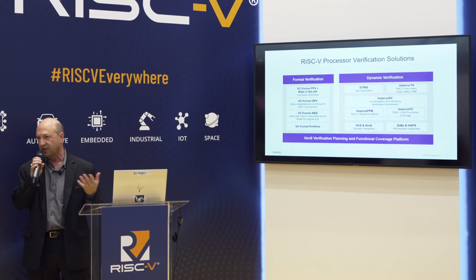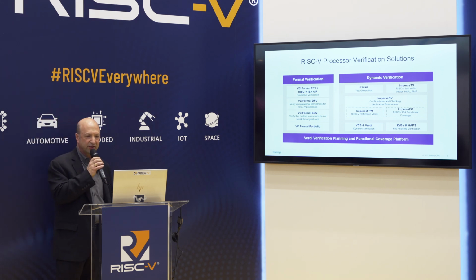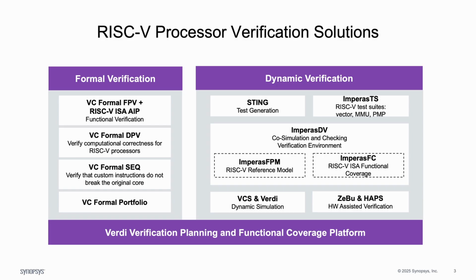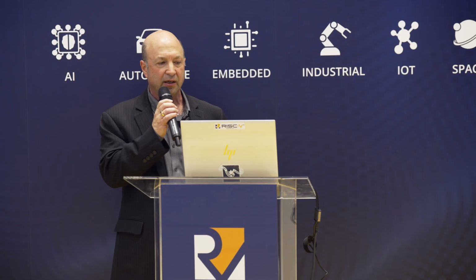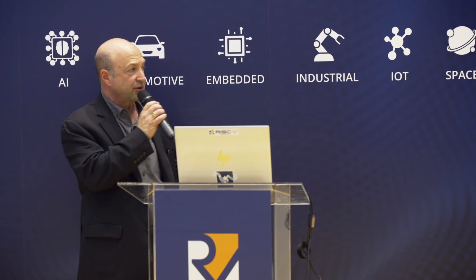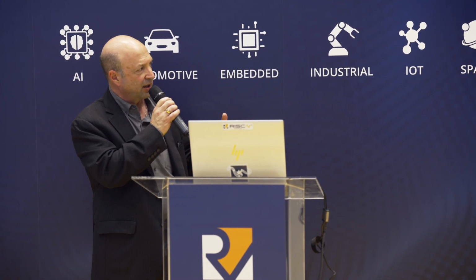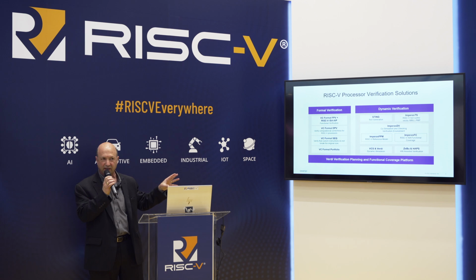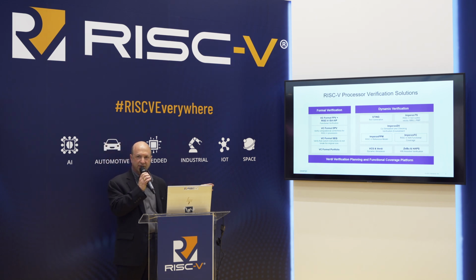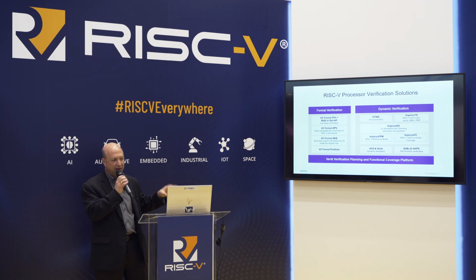Let's go into a bit more detail on this, starting with processor verification solutions. And here we see that we've got the formal and dynamic verification. On the formal side, this is both the conventional property checking solutions as well as equivalence checking. Equivalence checking here being used for data path verification, and also the sequential equivalence checking. And this is actually a really nice technique for ensuring that your custom instructions are not breaking the base RISC-V core that you're adding to.